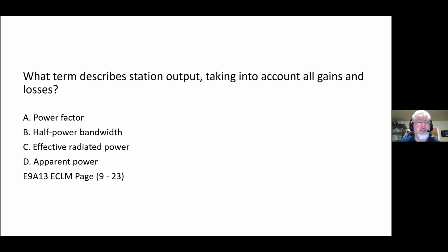What term describes station output taking into account all gains and losses? A, power factor. B, half power bandwidth. C, effective radiated power. Or D, apparent power. Charlie. Charlie is correct. Your effective radiated power.